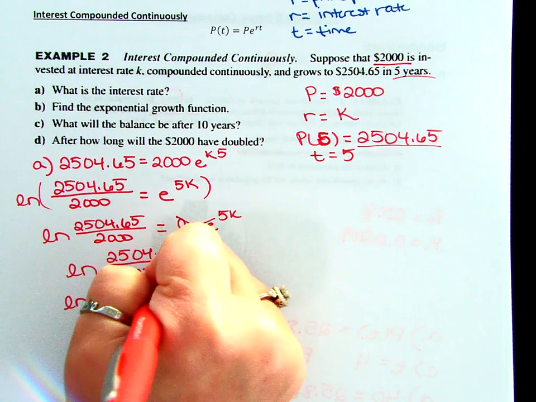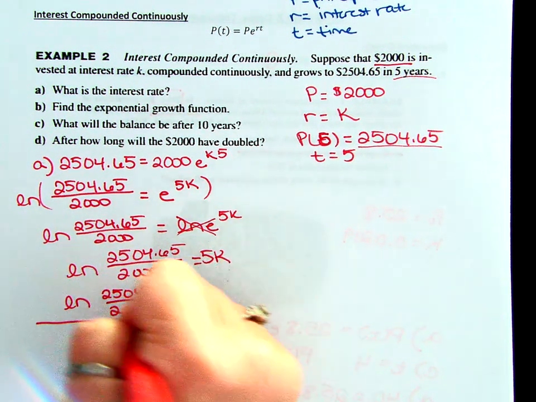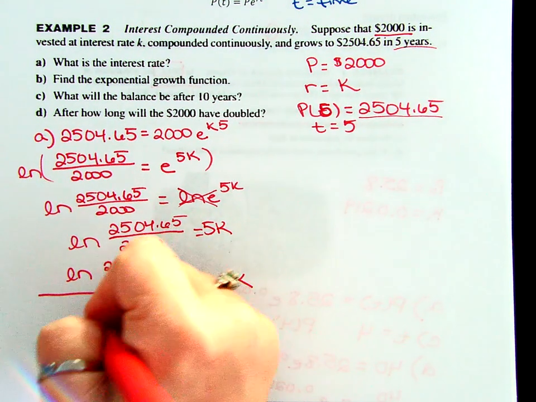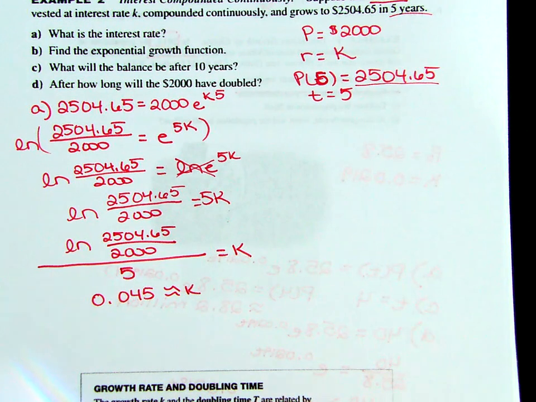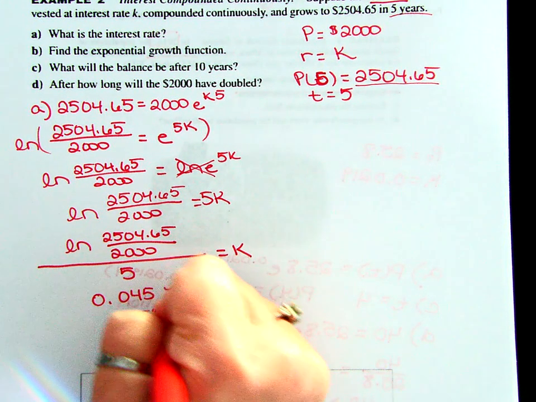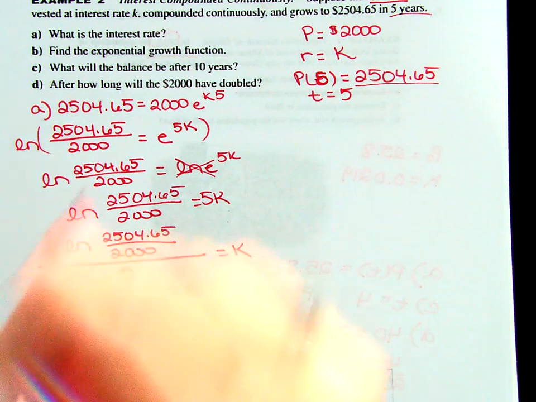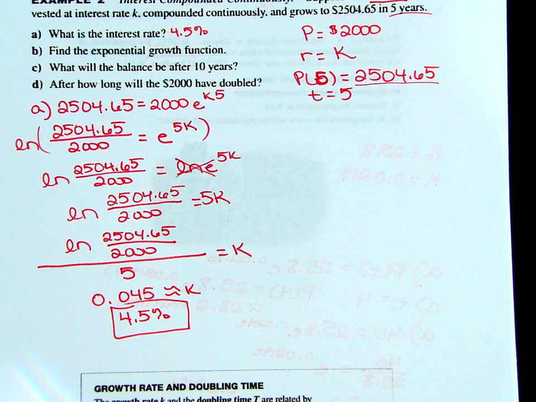2504.65 divided by 2,000. All of that is going to be divided by 5 to figure out our interest rate. And you should get 0.045 approximately, which is 4.5%. Questions on that one? We get 4.5%.